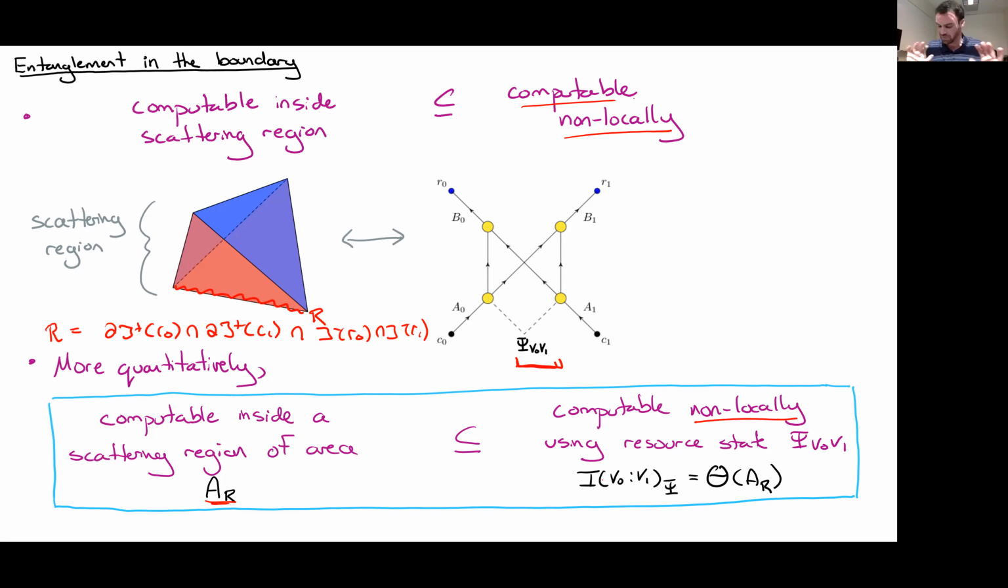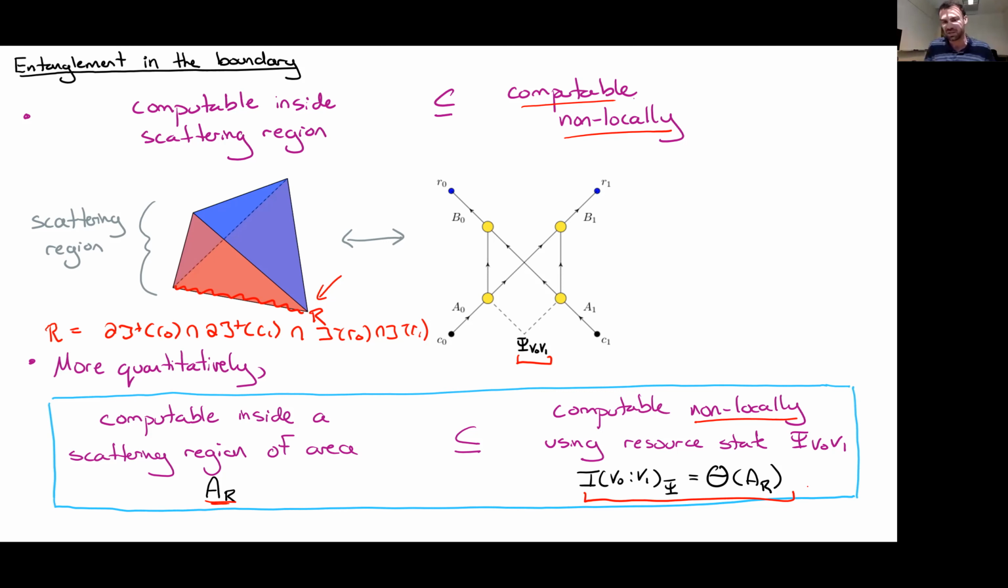What I should have said is that for this mutual information in this state, you can do a calculation using the Ryu-Takayanagi formula. And what you'll find is that the mutual information is very closely related to the area of that surface. In general, they're always of the same order. In the vacuum state, they're actually equal. So this seems to be the corresponding quantity in the boundary.